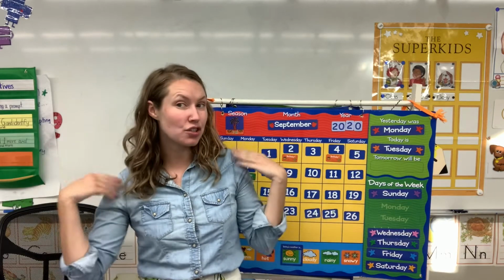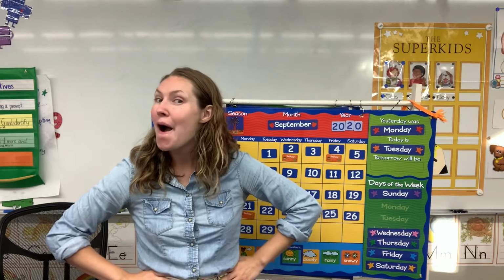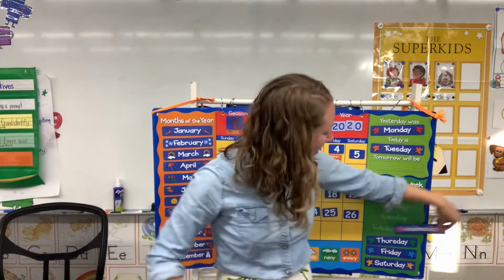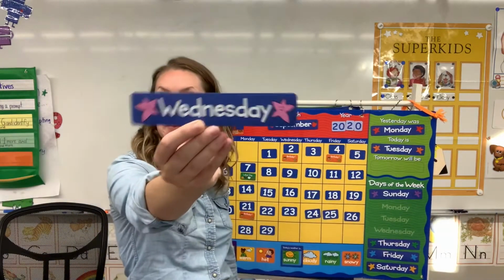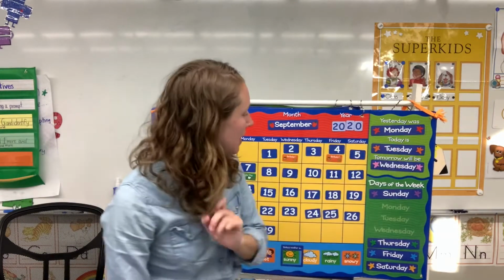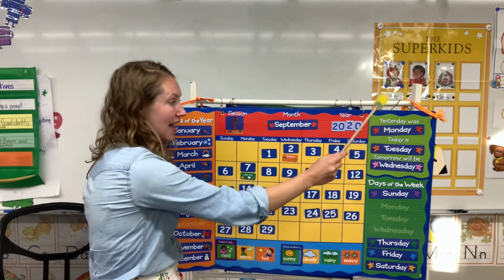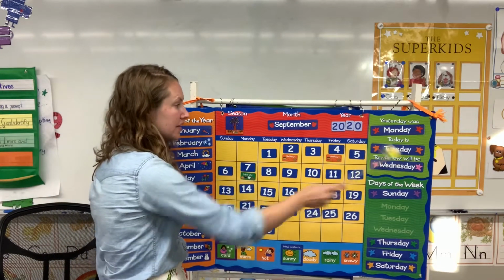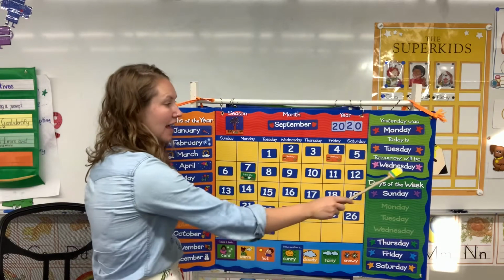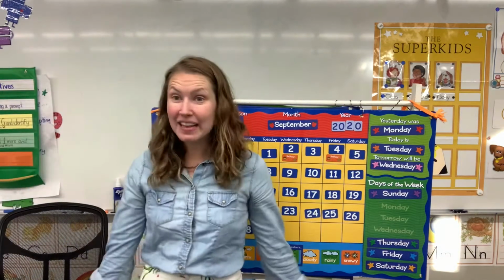Now, if today's Tuesday, what will tomorrow be? Wednesday. Very good. Wednesday begins with a W. I'm going to put that under tomorrow will be. And now we know yesterday was Monday. Today is Tuesday, September 29th. Tomorrow will be Wednesday. I think we're ready to do a little weather report.